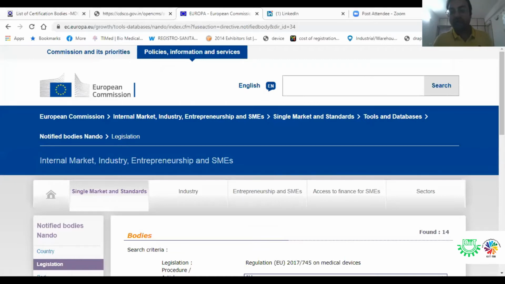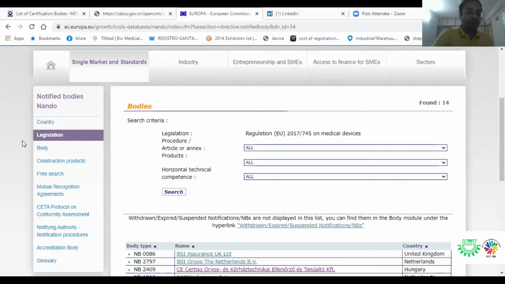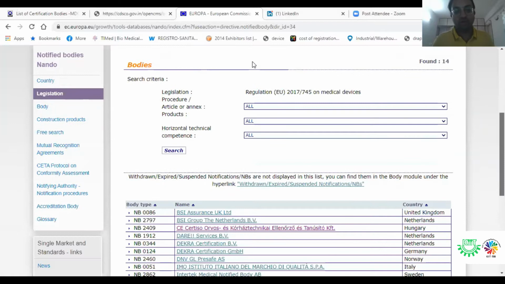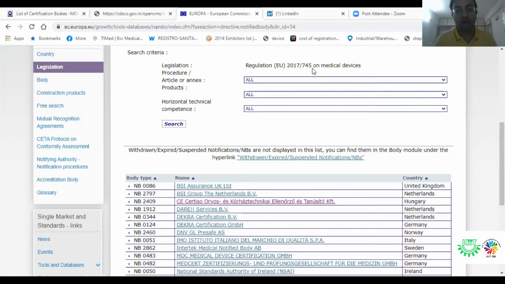And you have to search on Google. I will start from the very beginning so you can have a good understanding. On the European Union website, on the left hand side you can see the requirement of legislations under the single market and standard. There you can select the regulation called EU 2017/745 on medical devices. Once you select it, you can see the list of notified bodies over here.